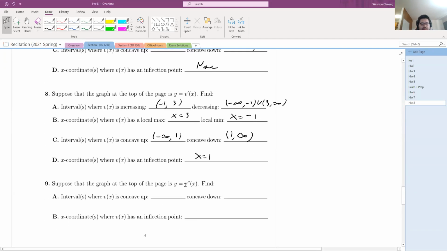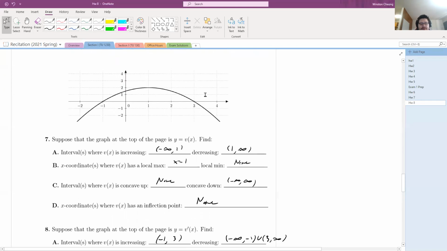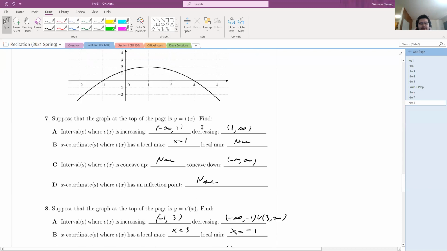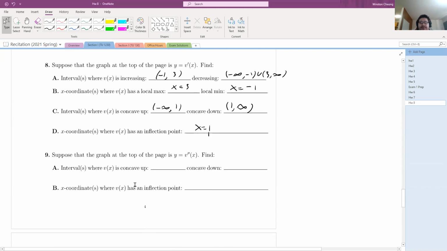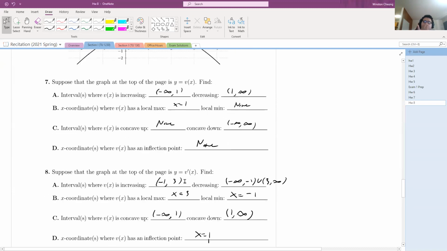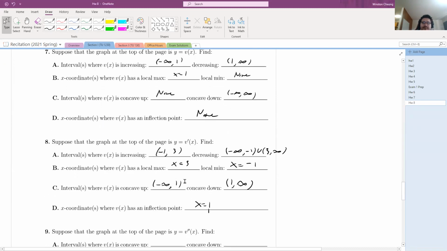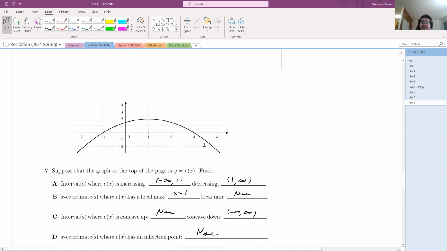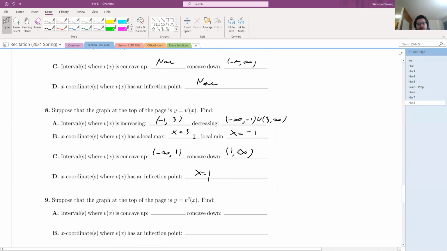Right. Then for 9, we have the second derivative. So now we view this function as depicting the second derivative. And here we just have 2 parts, concave up and down, and inflection. Concave up, concave down, there are statements about the second derivative being positive or negative. If we're viewing this graph as the second derivative now, then being concave up just means that our function is positive. So that's going to be from this minus 1 to 3.